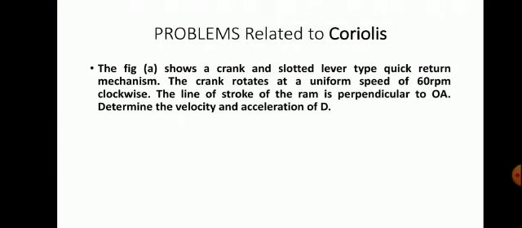Last class I gave the theory about the Coriolis component of acceleration in quick return motion mechanisms like the crank and slotted lever or Whitworth quick return motion mechanism. When two points are sliding and rotating, this type of Coriolis component will exist. Now let us see one problem on this.